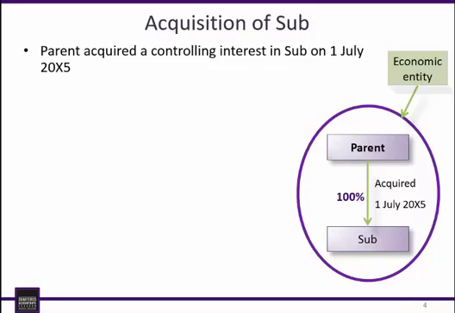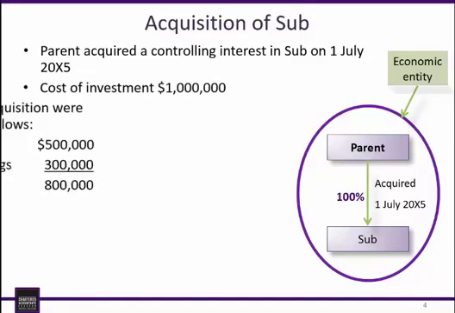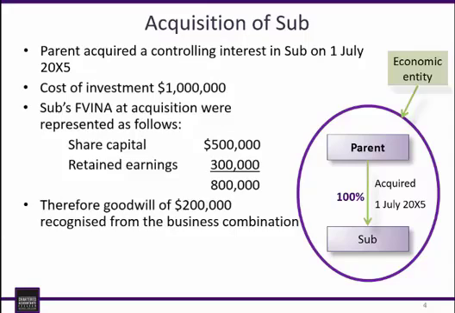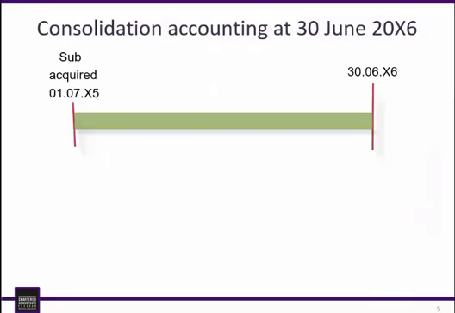Parent acquires 100% of sub on the 1st of July 20x5. It cost them $1 million, and for that they purchased 100% of the share capital and retained earnings that totalled $800,000. Therefore, they paid goodwill of $200,000.